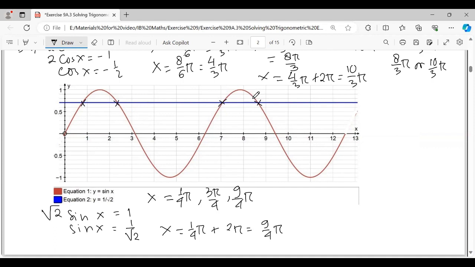Okay. And now this one is x equals 3/4 plus 2 pi, 11. Yeah, because 4 times 2 was 8, 8 plus 3, 11. Or 11/4.